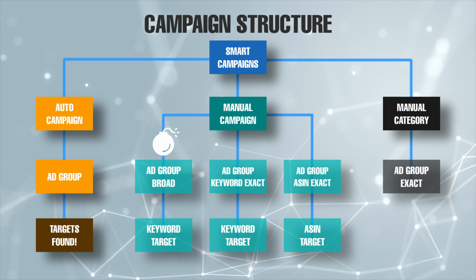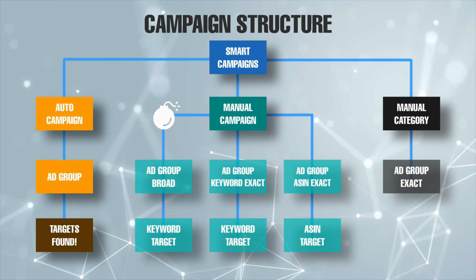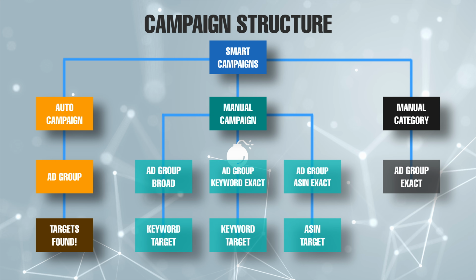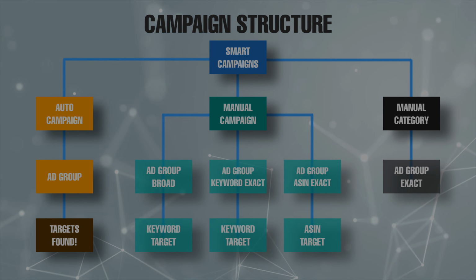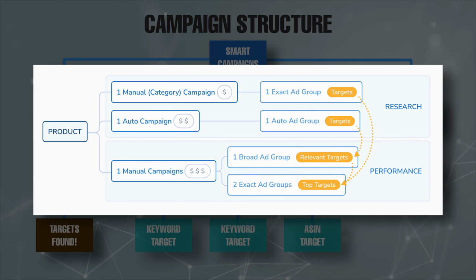And if they are relevant targets, they are then processed and moved into the exact ad group of our manual campaign. And lastly, through automated bidding and targeting, this is then optimized toward your chosen campaign goal. But now that the Sellics Smart campaigns are turned on, here's what happened.